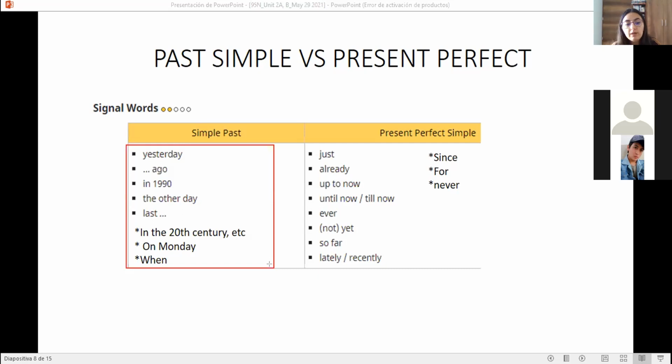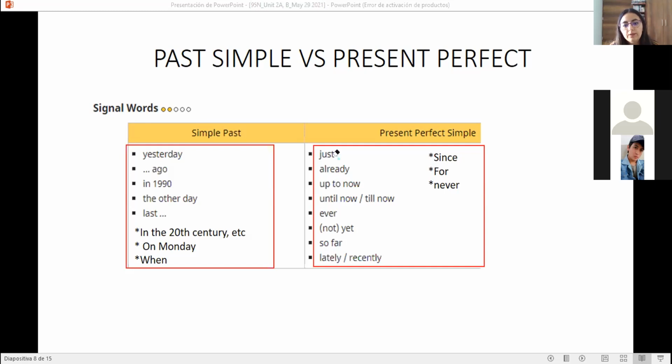Así que si vemos cualquiera de estas palabras, ya tenemos en cuenta que la forma correcta sería como un past simple. On the other hand, if you have phrases such as just, already, since, now, up to now, until now, ever, so far, never, you're going to use present perfect simple. That would be the difference between these two tenses. Sí, aquí tenemos otro indicador que nos da la diferencia entre ambos tiempos. Simple past y present perfect. Si ven palabras como just, already, yet, since, for, never, recuerden que es seguro que van a tener que utilizar un present perfect tense.